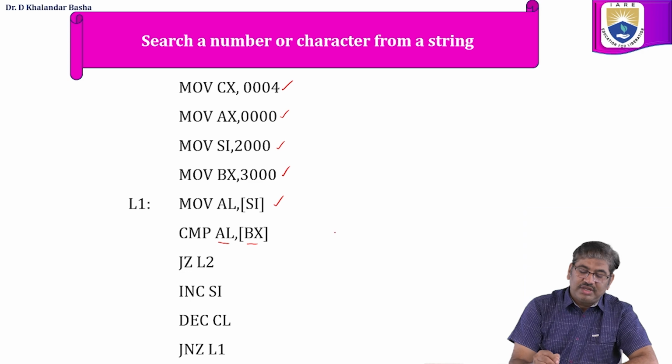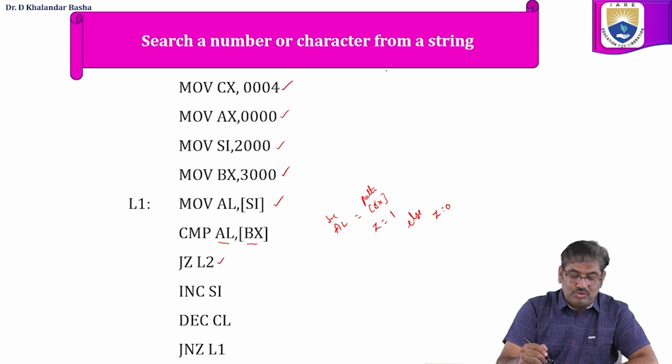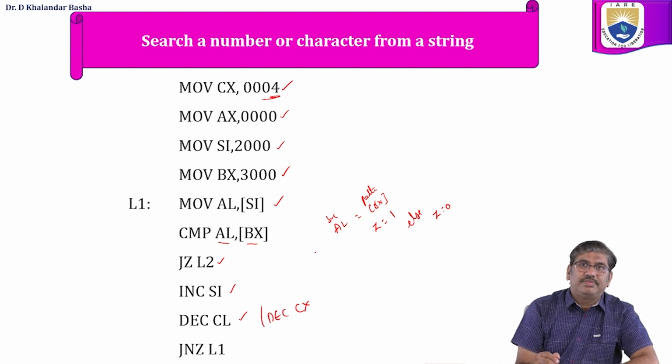If these two data are equal, that is, if the source data equals the pattern in the memory location pointed to by the BX register, then the zero flag will be 1, else the zero flag is 0. When the zero flag is 1, go to loop 2, else increment SI for pointing to the next memory location. As one data has been compared, decrement CL, or we can write decrement CX. However, here the count is only 8-bit, so you can go for decrement CL or decrement CX. If it is not equal, go to loop 1.